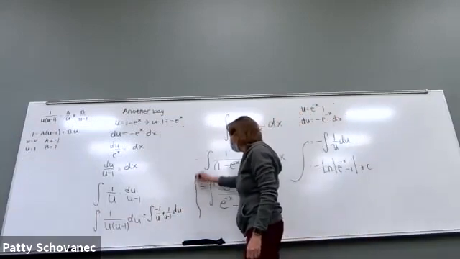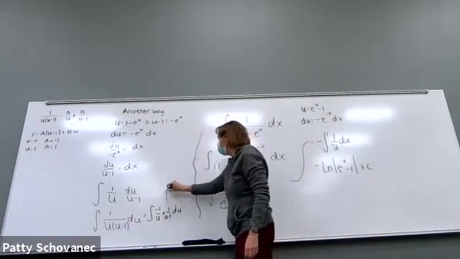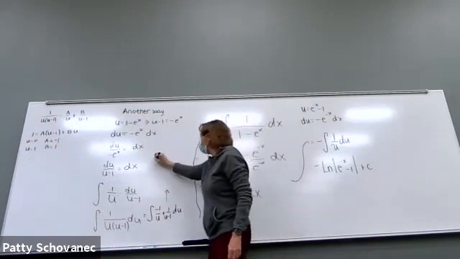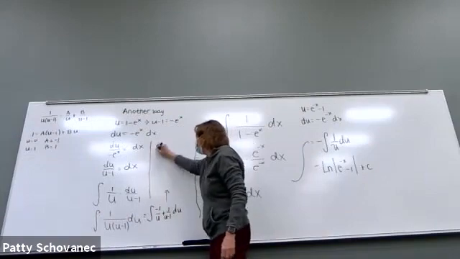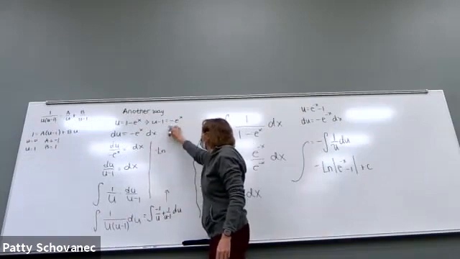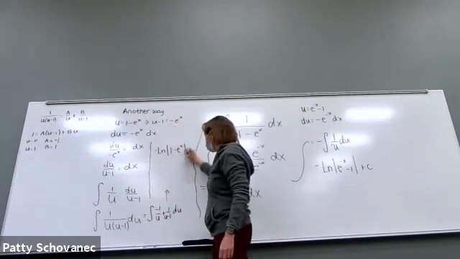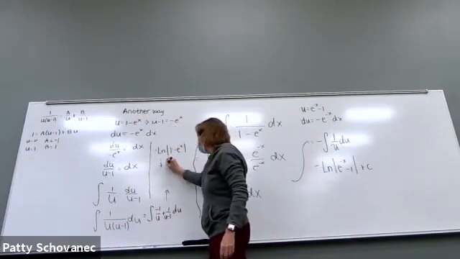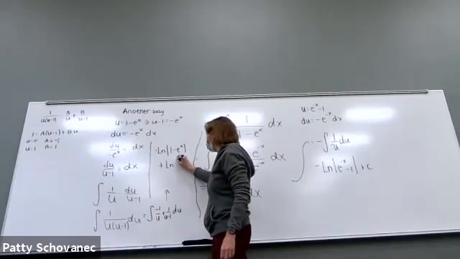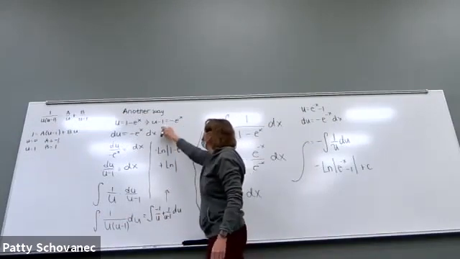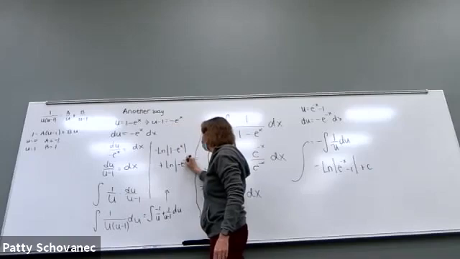And then that would give us minus the natural log of u. But u was 1 minus e to the x, plus the natural log of u minus 1. So u minus 1 is minus e to the x.